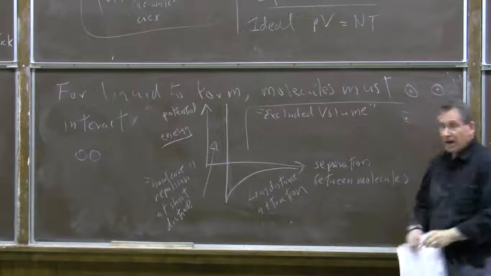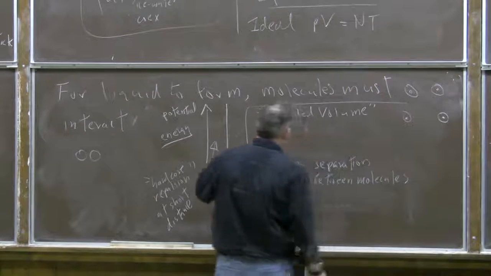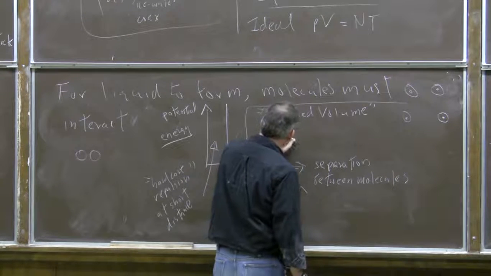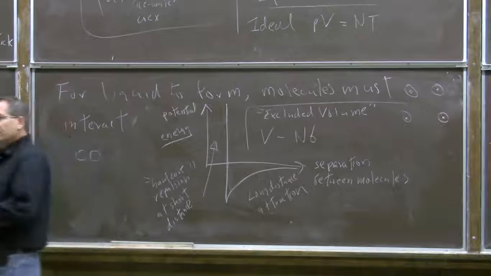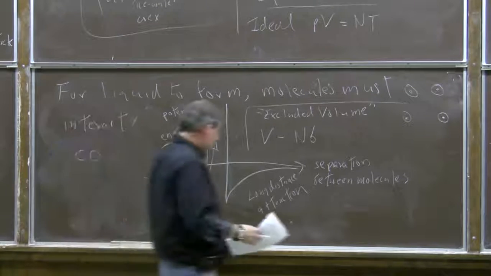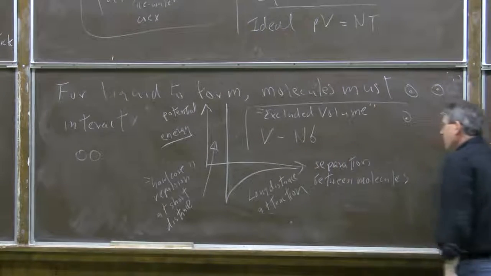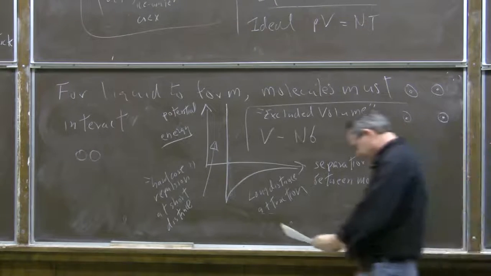So, in effect, the volume which is available to each particle is the total volume minus a volume which is proportional to the number of particles. We'll say that volume little b is occupied by each one of the particles. So each particle really only has the total volume V minus the excluded volume where the other particles are, N times b. I could have said N minus 1 times b, but N is enormous. I don't care about the difference between N and N minus 1.